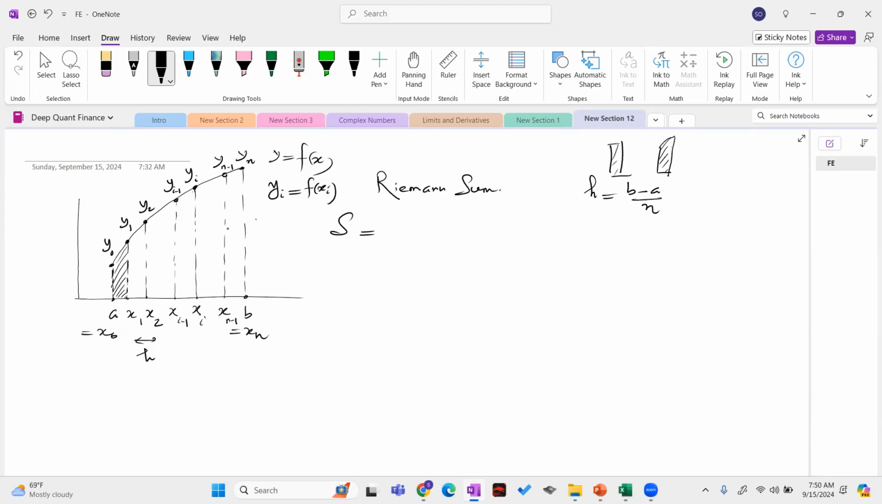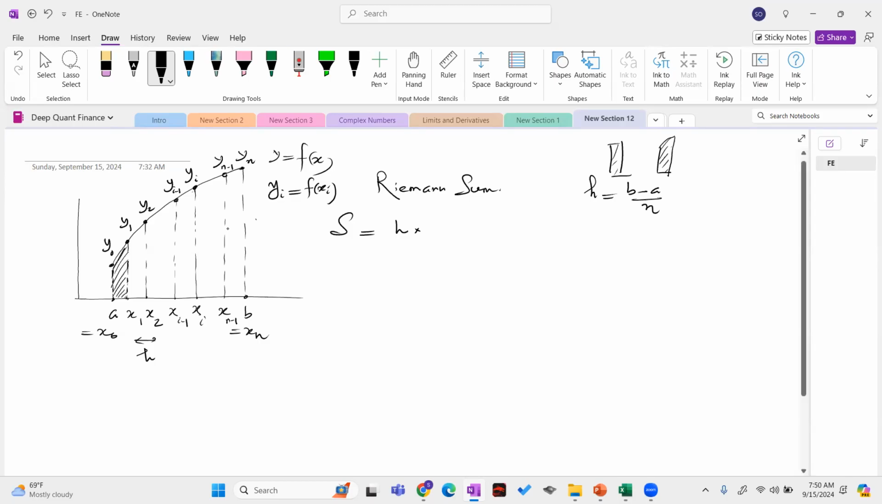So for area, we need the base and the height, right? Rectangle area is base times height. The base is h always for each of these rectangles. But what is the height?